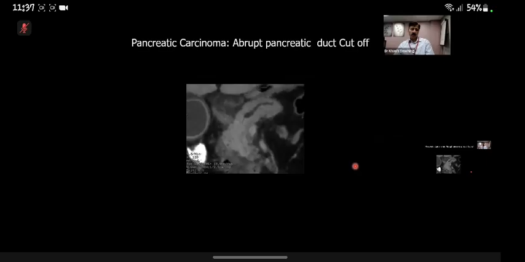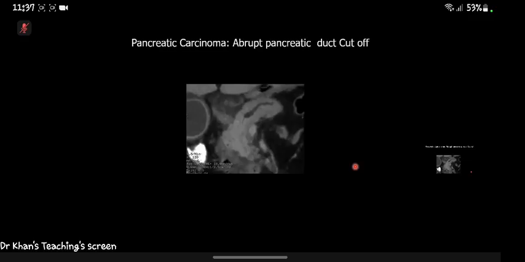Candidate 6. Yes. This is abrupt pancreatic duct cutoff. What is the significance of this sign? And it can represent a tumor.